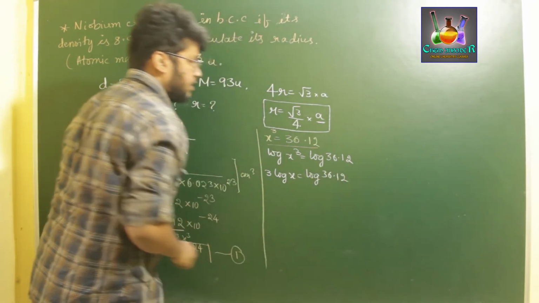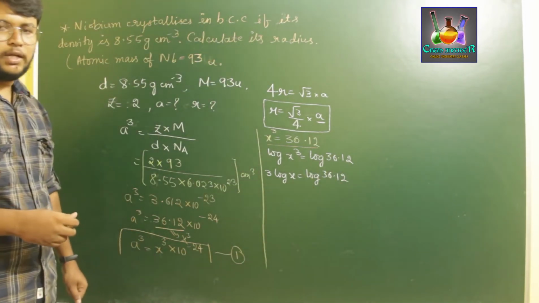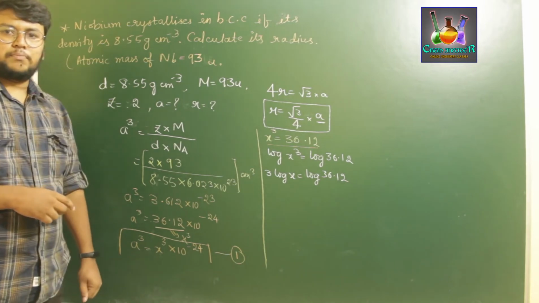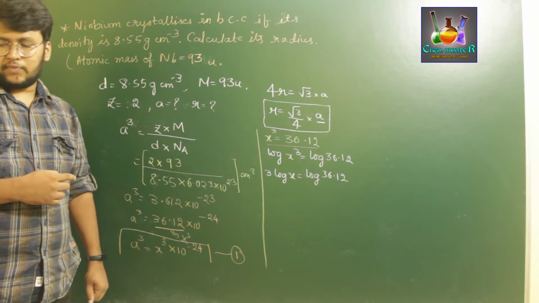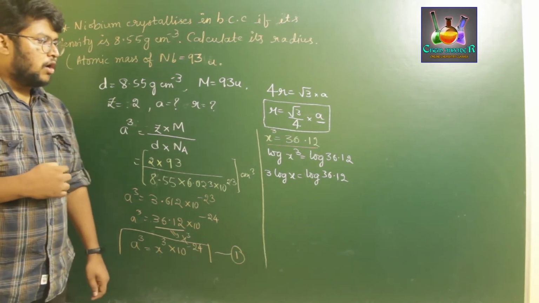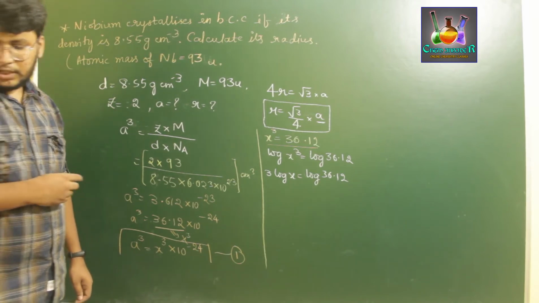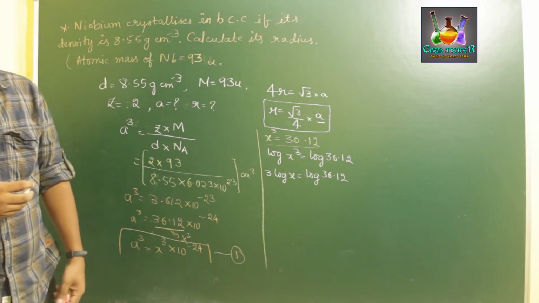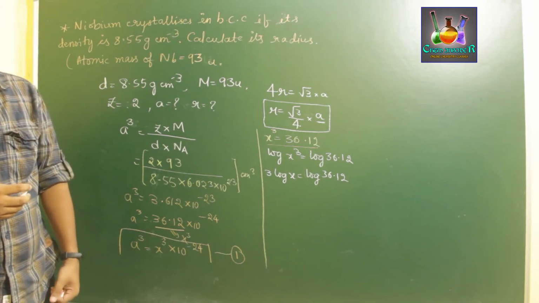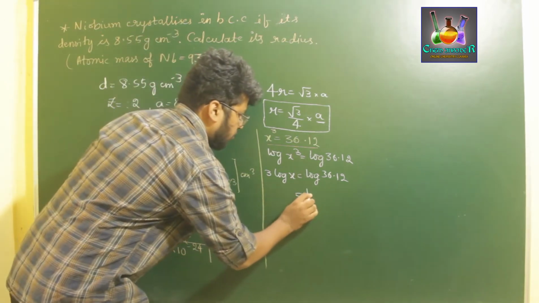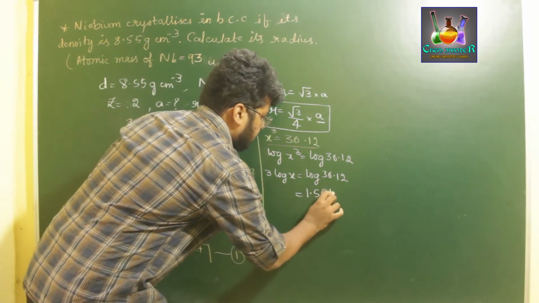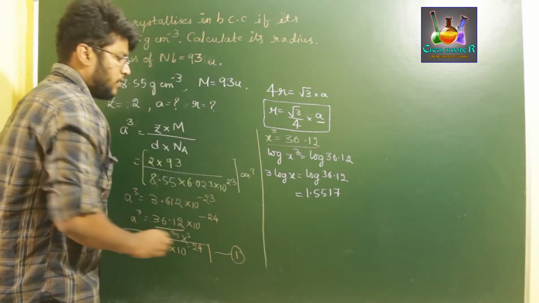In order to find log 36.12, you need to use the logarithm table, which I have discussed in part 2 video, which I have uploaded last week. So you can go through that. So log of 36.12, the value of it is 1.5517. So the value of log 36.12 is 1.5517.